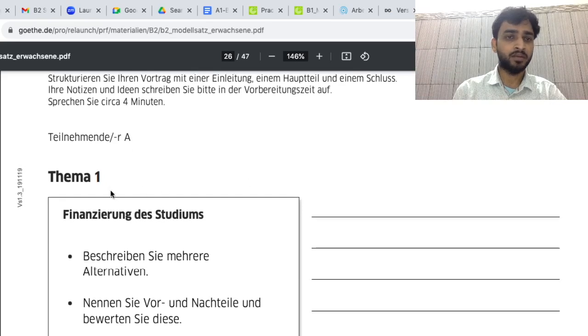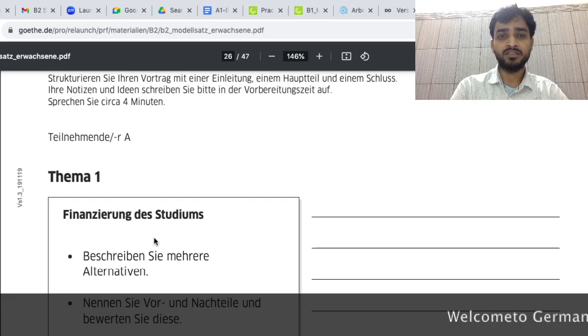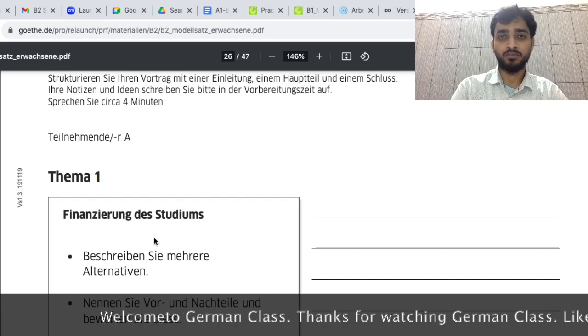So here you can see Thema. We will discuss some other topic, but this is the pattern, like Thema 1. This is Finanzierung des Studiums. So first of all, you have to tell the mehrere Alternativen. What are the different alternatives of this topic? Finanzierung des Studiums means how to finance the studies. To finance your studies, what are the different alternatives that you have to tell?